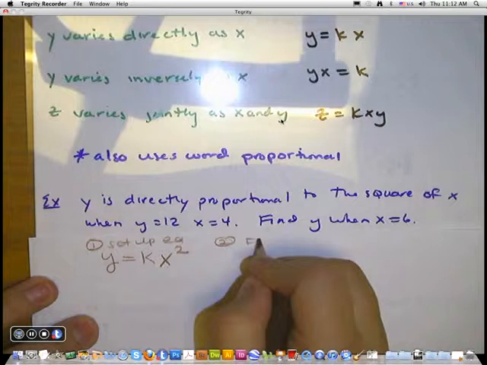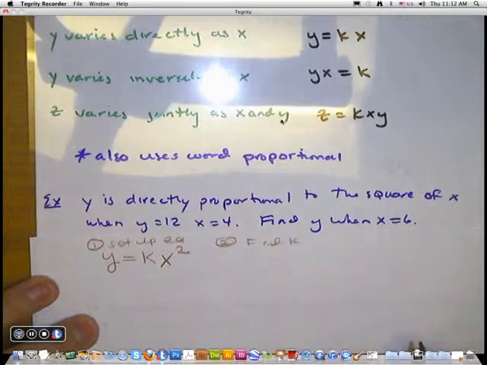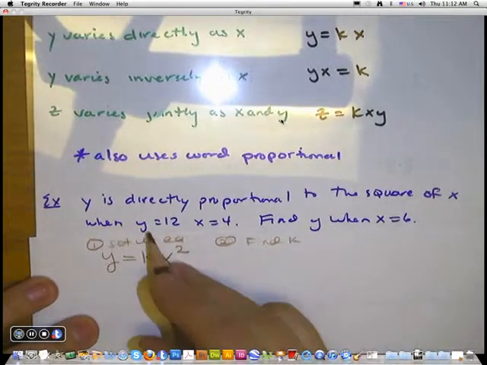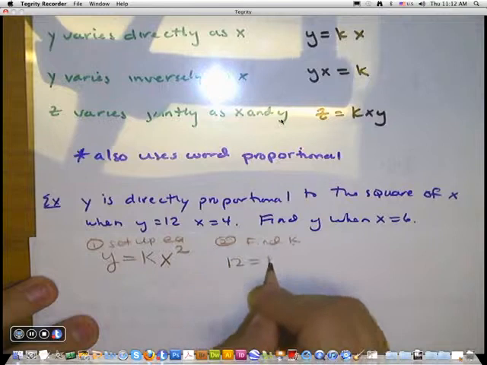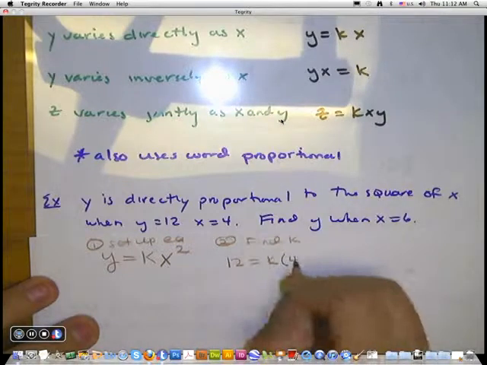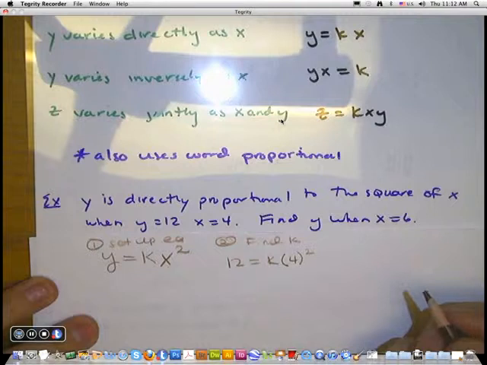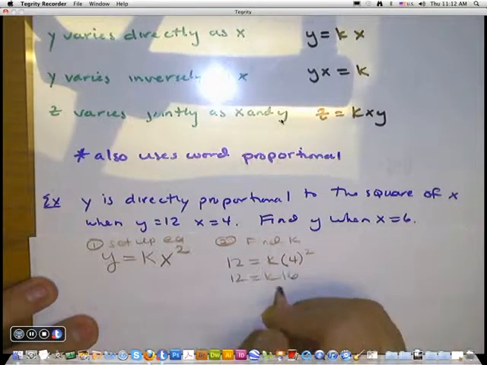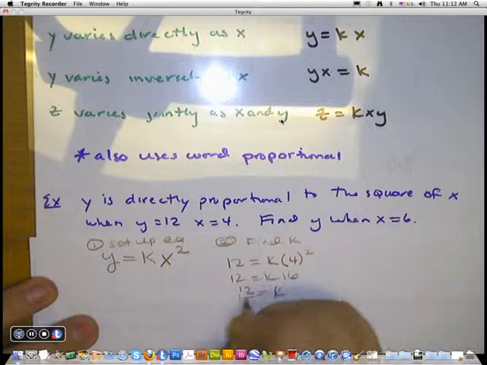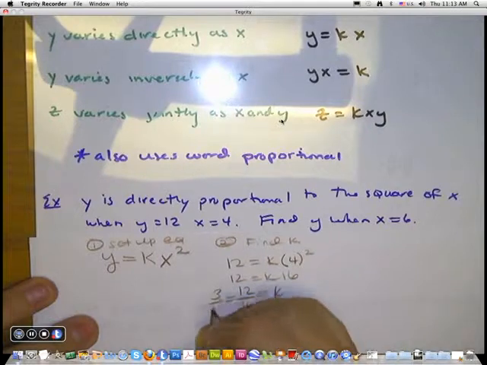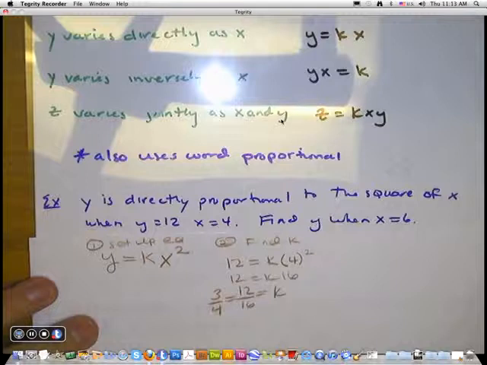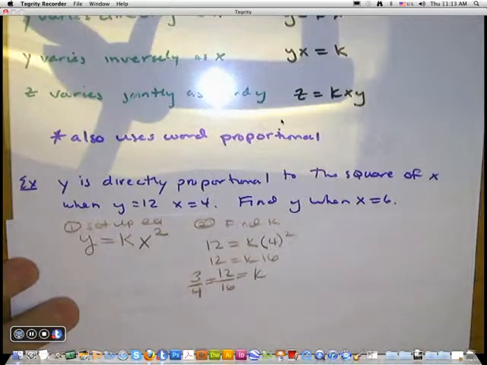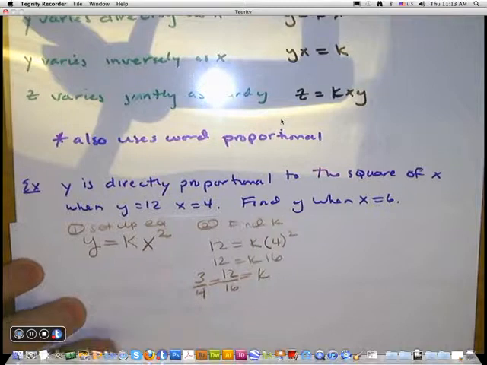Step 2, we're going to find k. So we know what y is. Y is 12. We know what x is. It is 4. So when I solve this, I'm going to get 12 is k times 16. So k is 12/16, which is 3/4. And yes, we're going to use fractions. We're not using decimals unless it's a big word problem already including decimals.